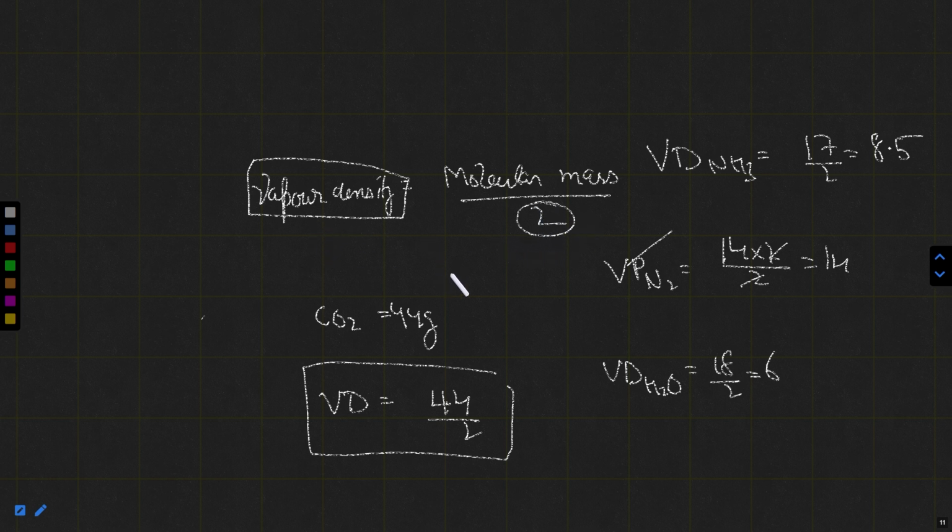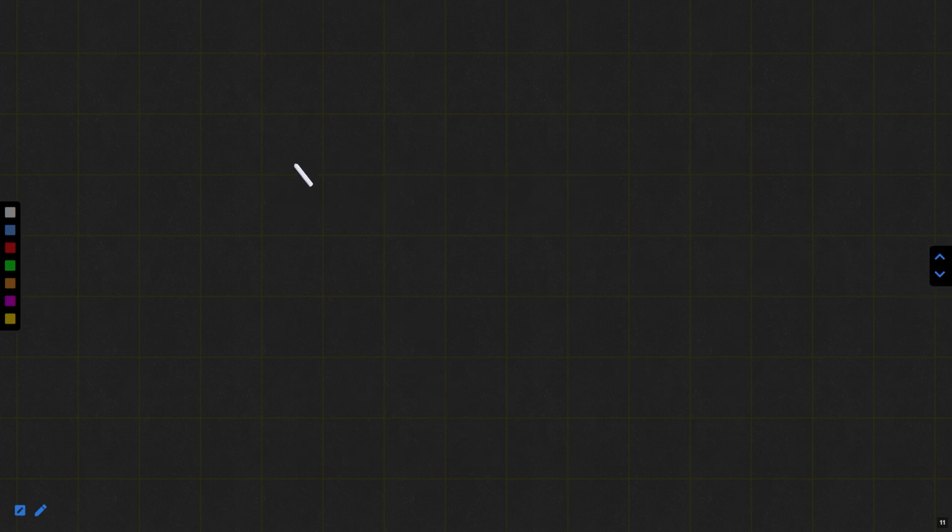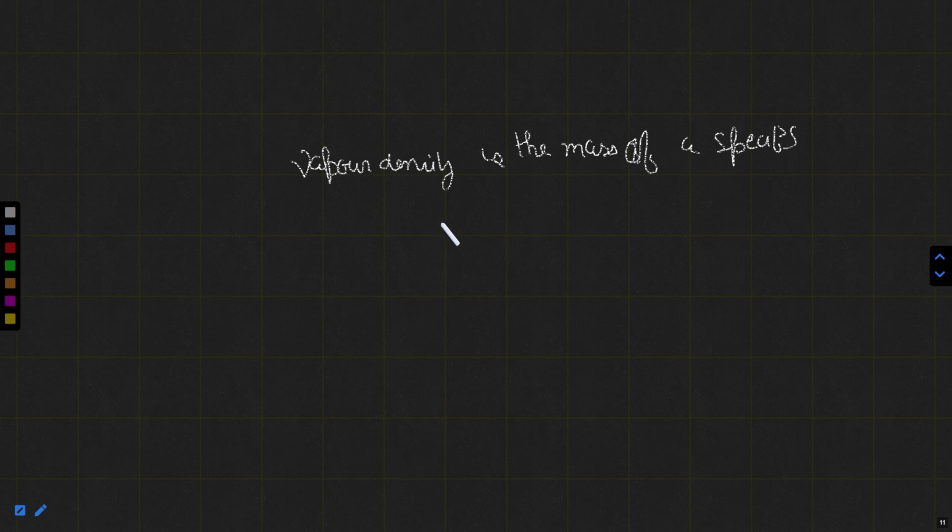So that's it. If I write the actual definition, vapor density is the mass of a species relative to the mass of hydrogen.